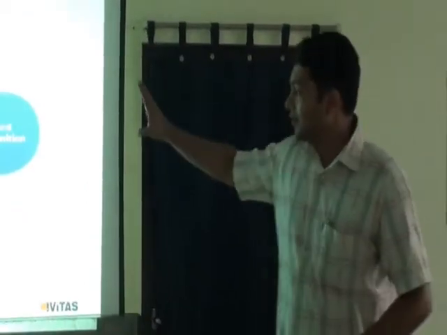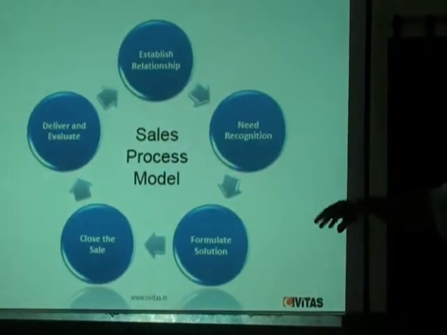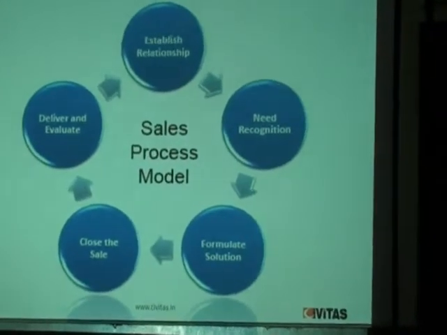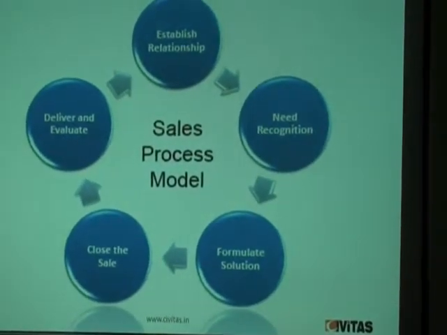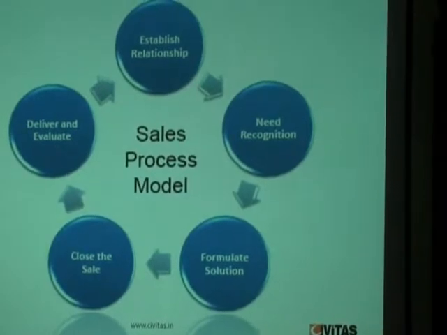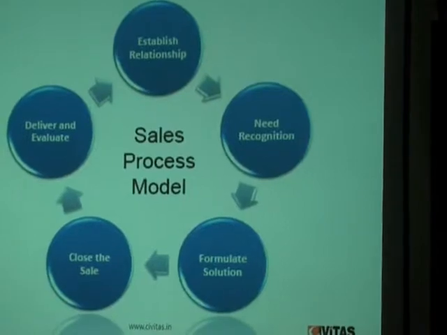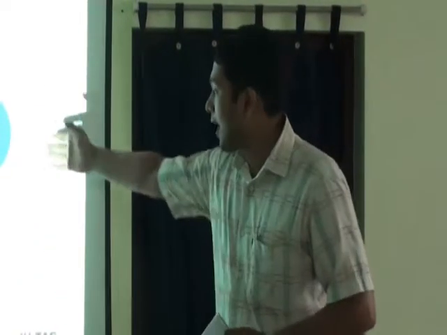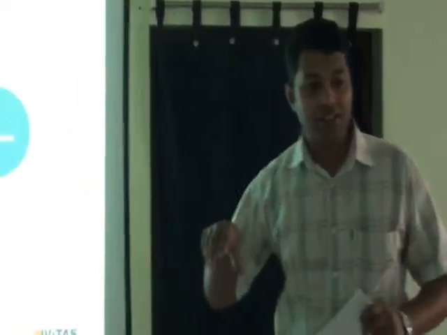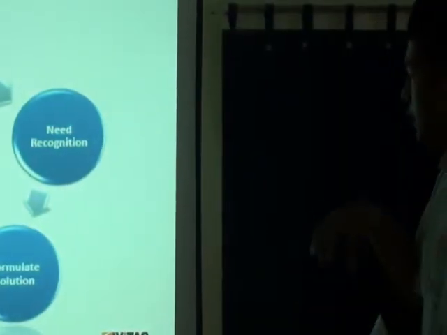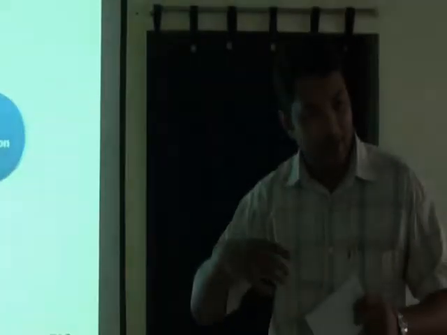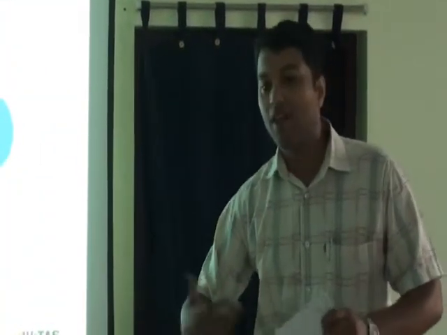This is a sales process model, or a cycle, you can say. It starts off with establishing a rapport or a relationship with your client or your potential client, and in some cases it can take some time, because you must understand his requirement. That happens in the second bubble, where the need recognition process happens. Throughout the process of building rapport with the client, you will be able to understand what he expects from your company or your product or service.